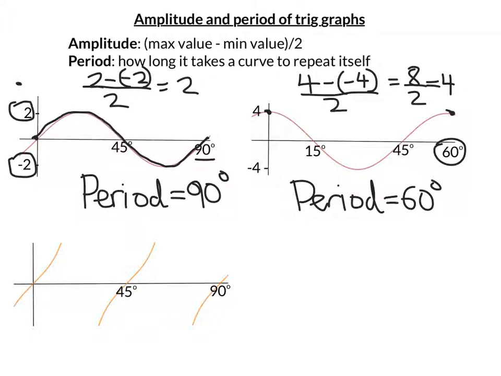Now for tan, as tan's maximum and minimum values are infinity and negative infinity, we don't give it an amplitude. But it does have a period, so we can have a look at it here. So its x-intercept here is 0, and then the next time it has its x-intercept is 45. So the period of this tan graph is 45.